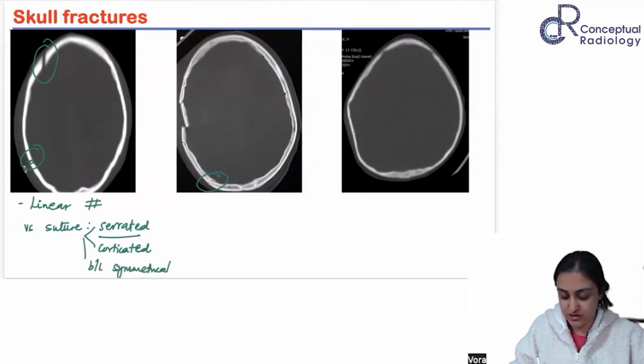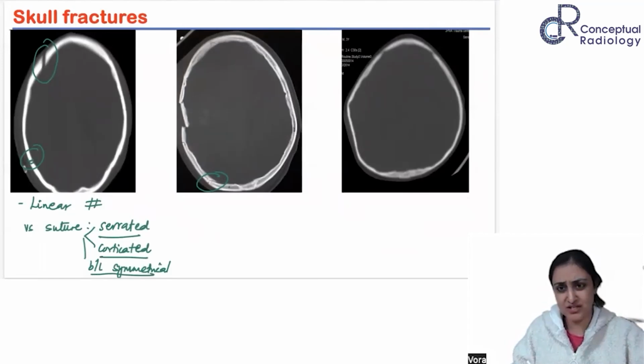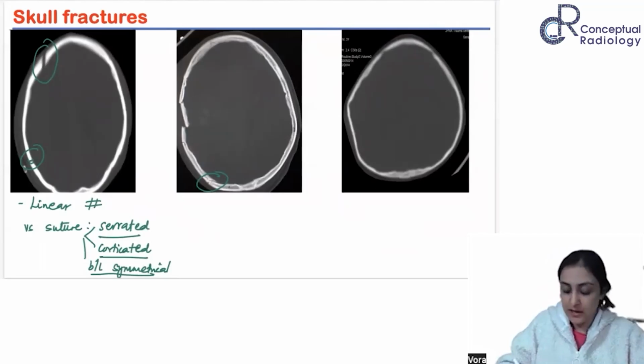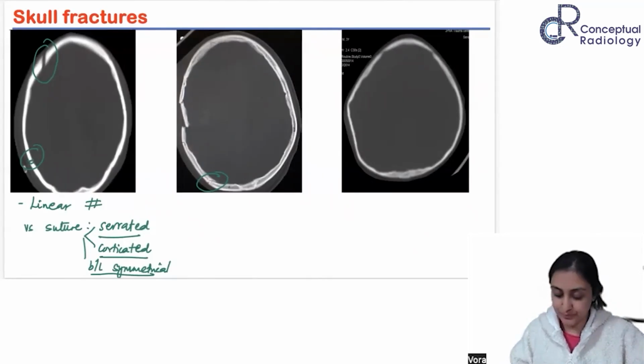So these are all questions that you get asked in case presentations and all, right? This is what you want to remember as far as fracture versus suture is concerned. Second fracture, what do you think is this here? What is this fracture here? See guys, can you tell me one difference between this image and image number 3?